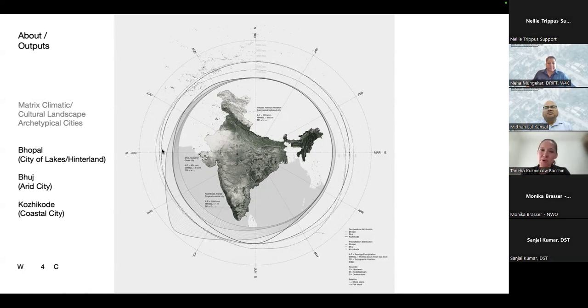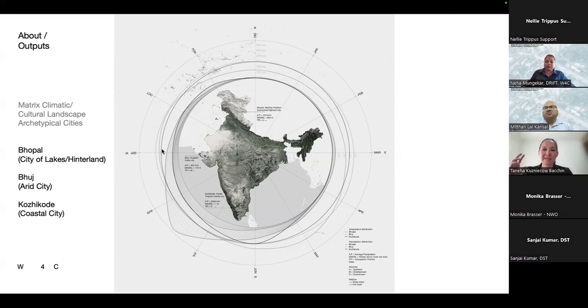So we took this approach and selected from the very beginning, from a research and action perspective, to work in a synthesis way, to understand what could be a pool of cities representative enough of secondary cities in the Indian context. Therefore you see here the choice of Bhopal, a city of lakes in the hinterland, Bhuj, an arid city in central India, and finally Kozhikode in the southern state, a coastal city.